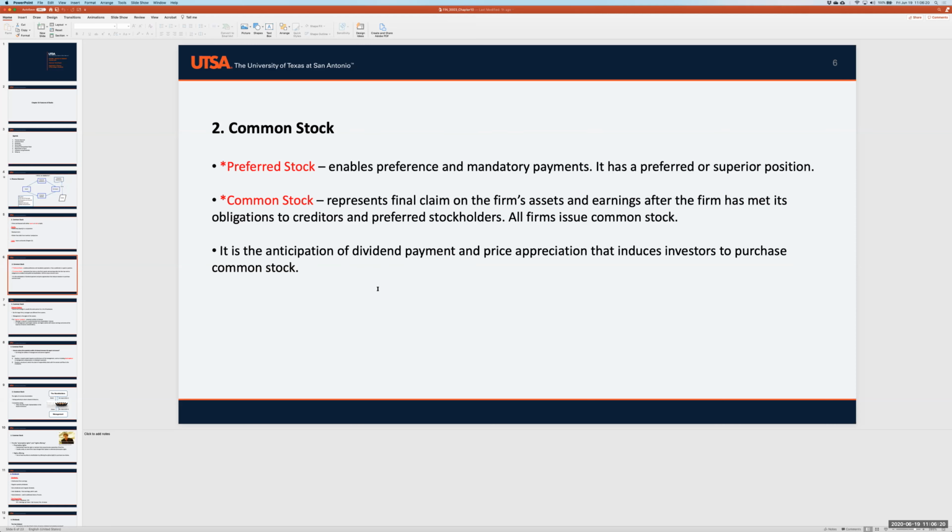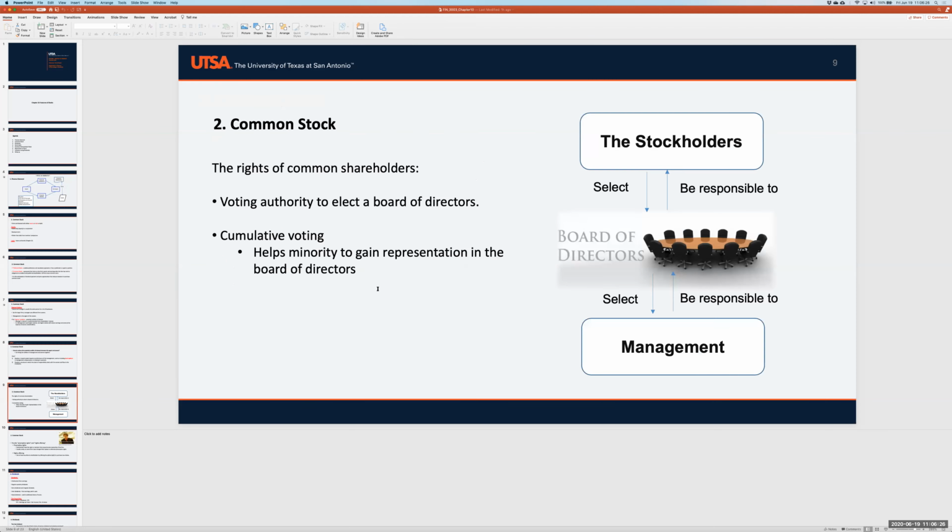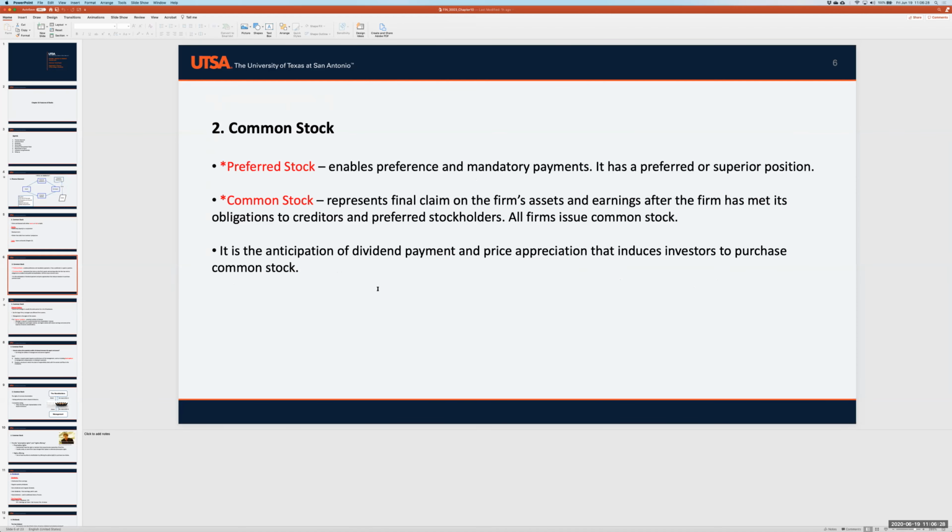We can divide stocks into preferred stocks and common stocks. Preferred stock enables preference and mandatory payments, and it is a preferred or superior position. Common stock represents a final claim on the firm's assets and earnings after the firm has met its obligations to creditors and preferred stockholders. All firms issue common stocks.